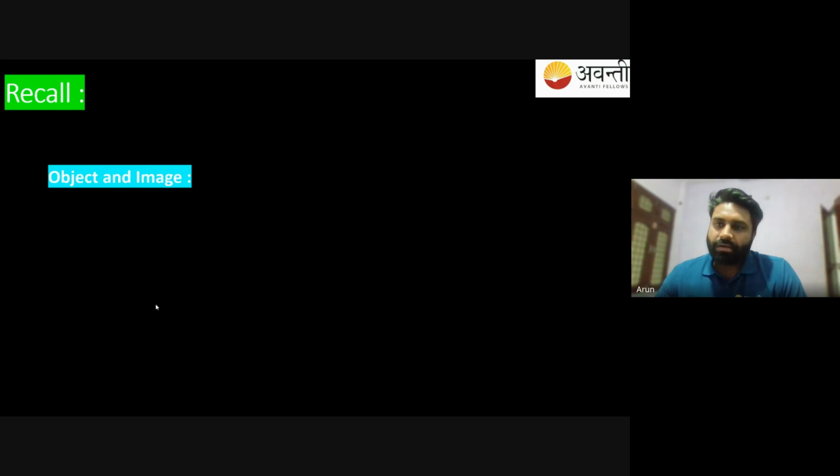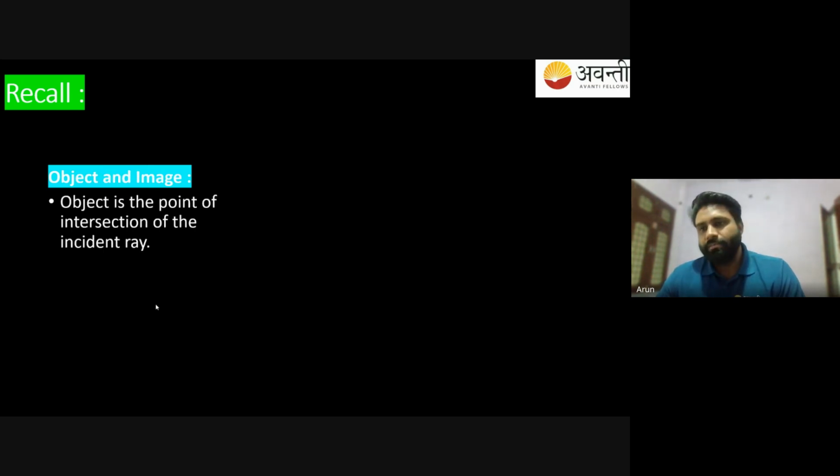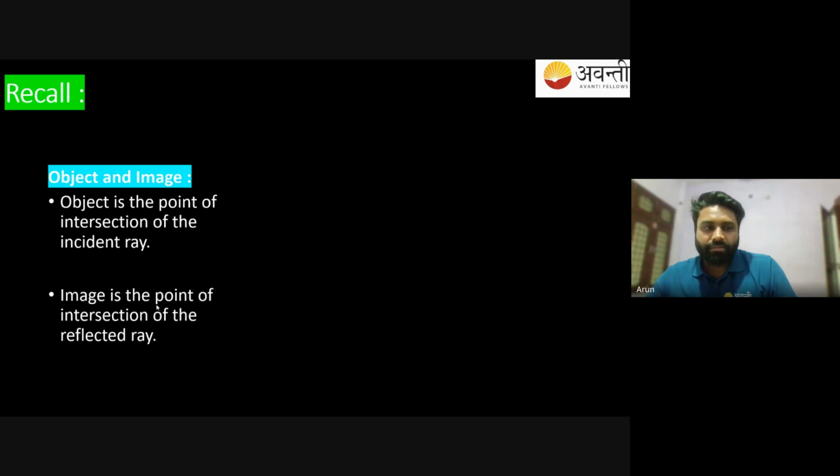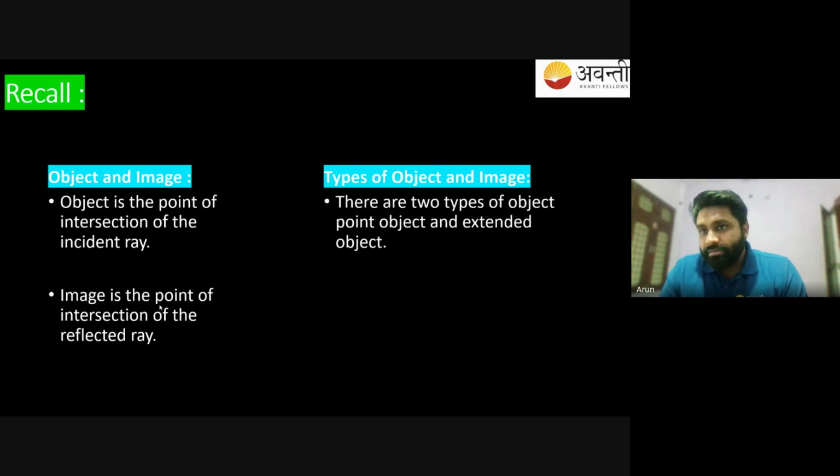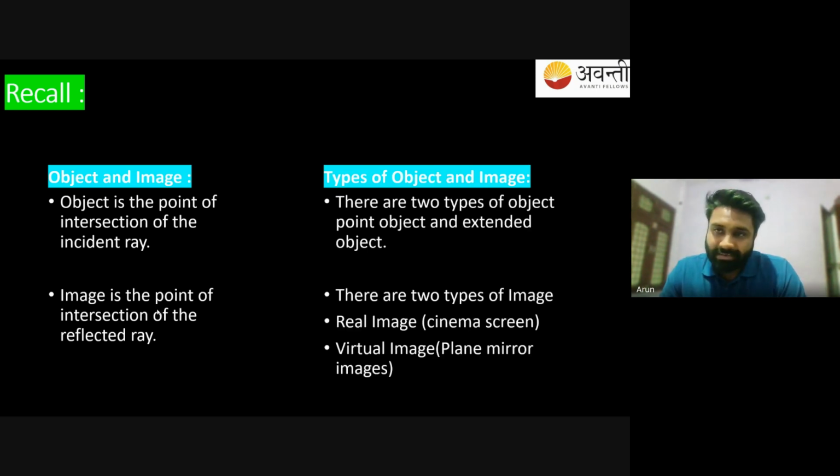Now the object and the image that we have learned. Firstly, what is the object? Object is the point of intersection of incident rays. The point from where the rays are coming is the object, or we can say the source. And what is image? We have learned image is the point of intersection of reflected rays. We have two types of object, point object and the extended one, and two types of images, the real one and the virtual one.